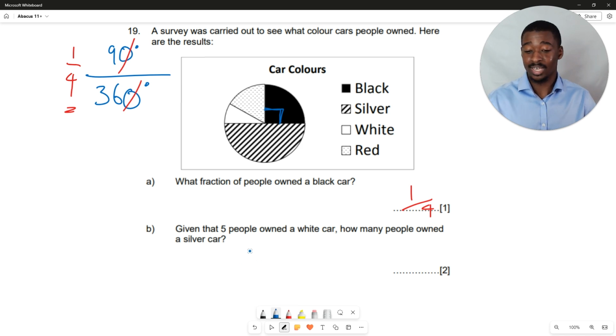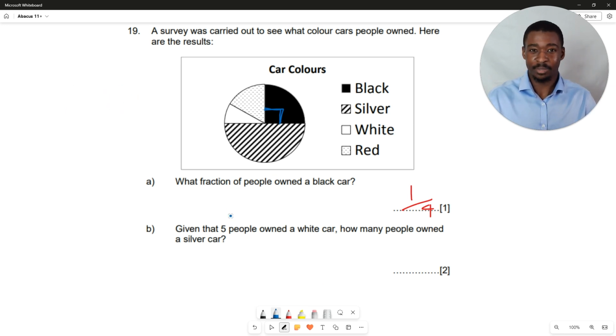And now we're told that given that 5 people owned a white car, how many people owned a silver car? Okay, so there's a couple parts to this question. So let's try and take it step by step. And let's create some room, okay? This is going to be a bit of working here.